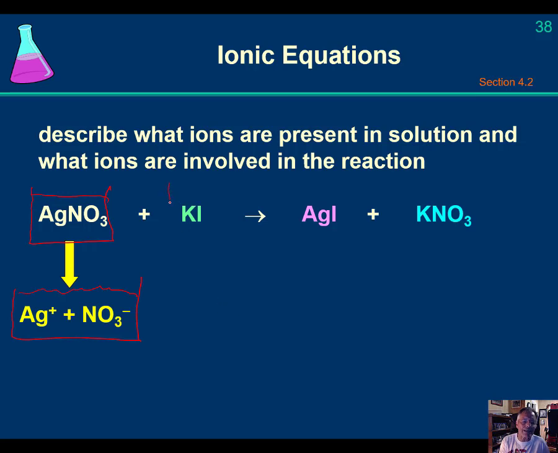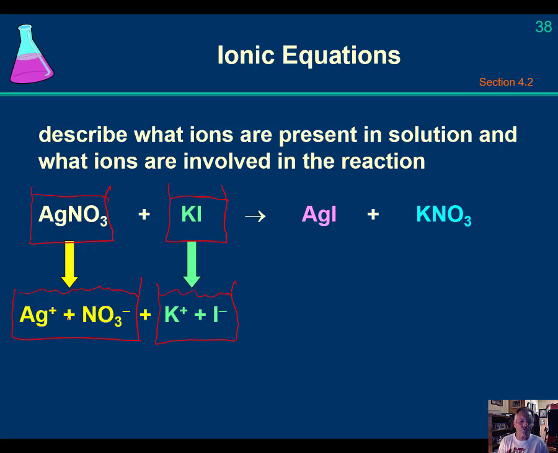I'm going to do exactly the same thing with potassium iodide. I'm going to take some potassium iodide, it's a crystal, and just like silver nitrate was, I'm going to put it in some water. And as soon as I put the potassium iodide into water, this is an alkali metal salt, it completely dissociates into potassium ion and iodide ion. So that's what I have.